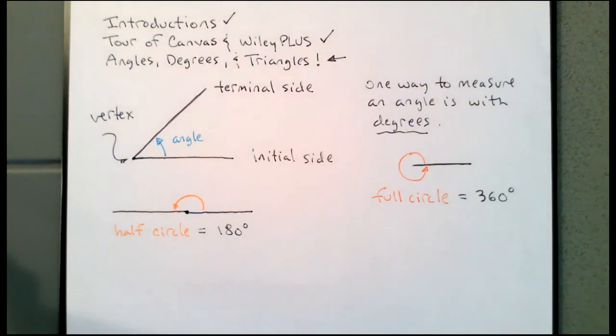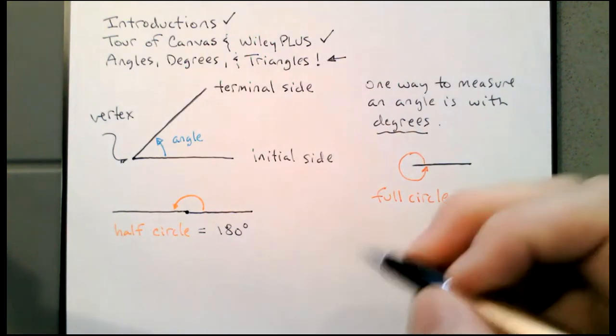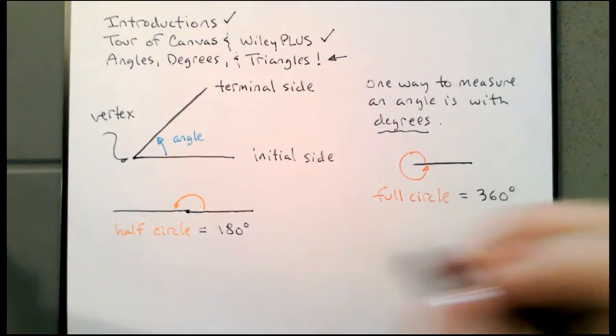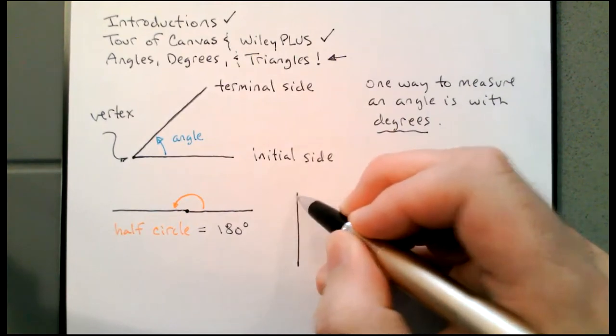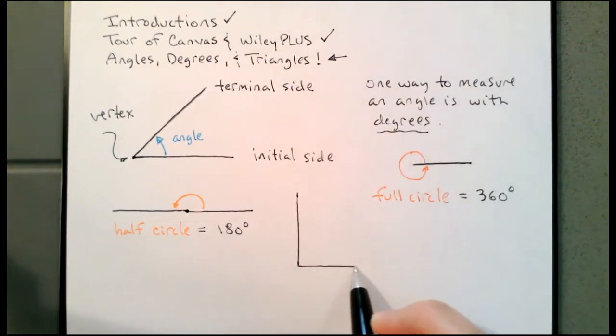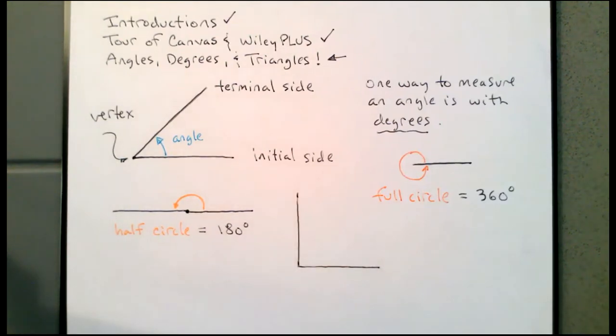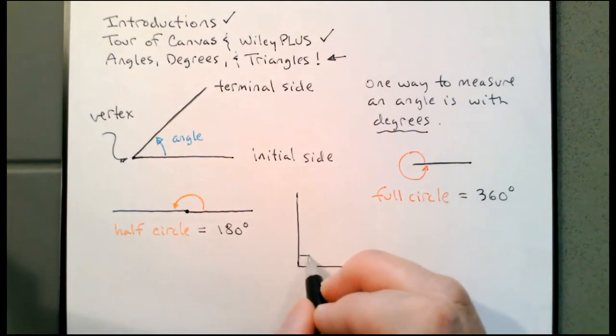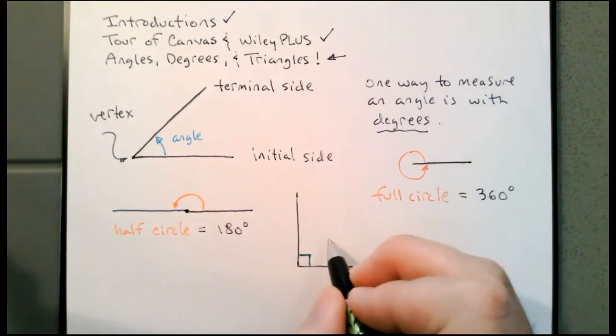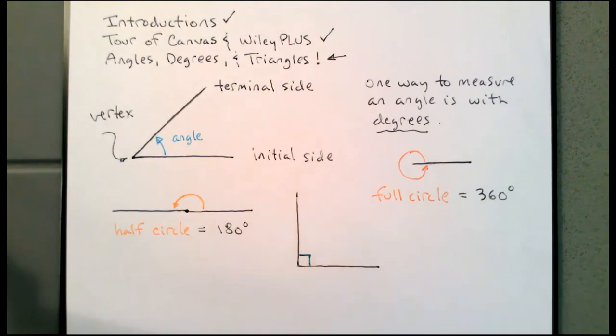So you can probably guess what's coming next. I had a full circle, then I cut it in half to a half circle. What if I cut my half circle in half again to a quarter circle? How many degrees is this? Awesome. I cut the 180 in half, and we get 90 degrees.